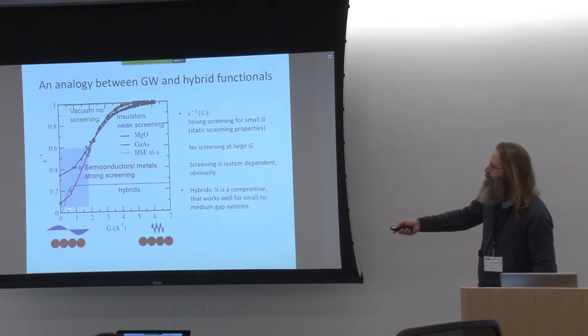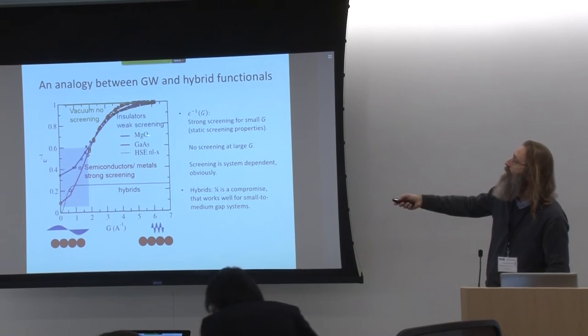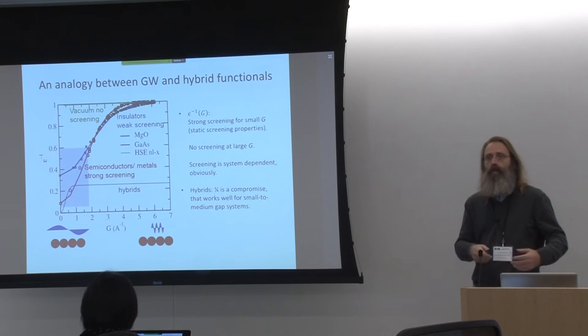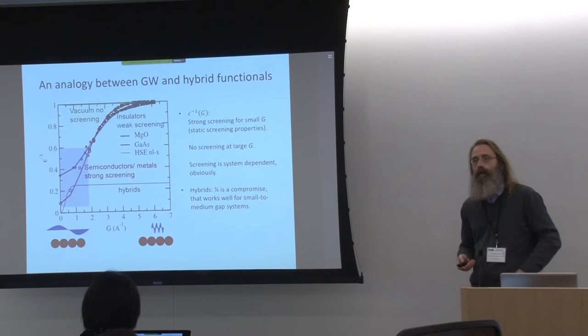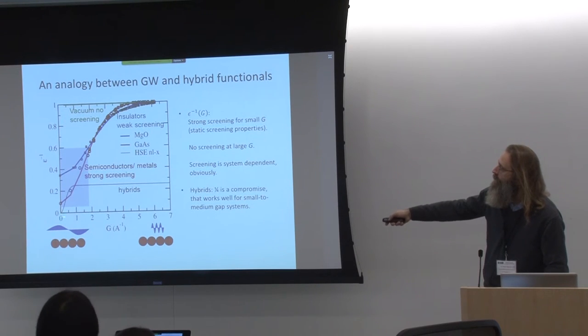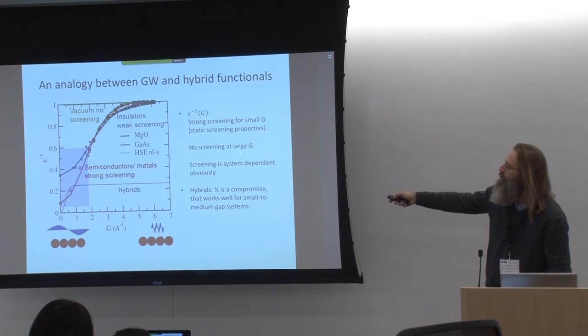Reciprocal space vectors, and what we see here is for two materials: a very small gap material like gallium arsenide, and a material with a slightly larger gap, an appreciable gap, like magnesium oxide. Especially for gallium arsenide, which belongs to the group of materials fairly well described by hybrid functionals, we see that the screening in this area, this red line, and this is an important area in terms of reciprocal space of the dielectric screening, fairly well matches with what the hybrid does for you. So this is an HSE hybrid.